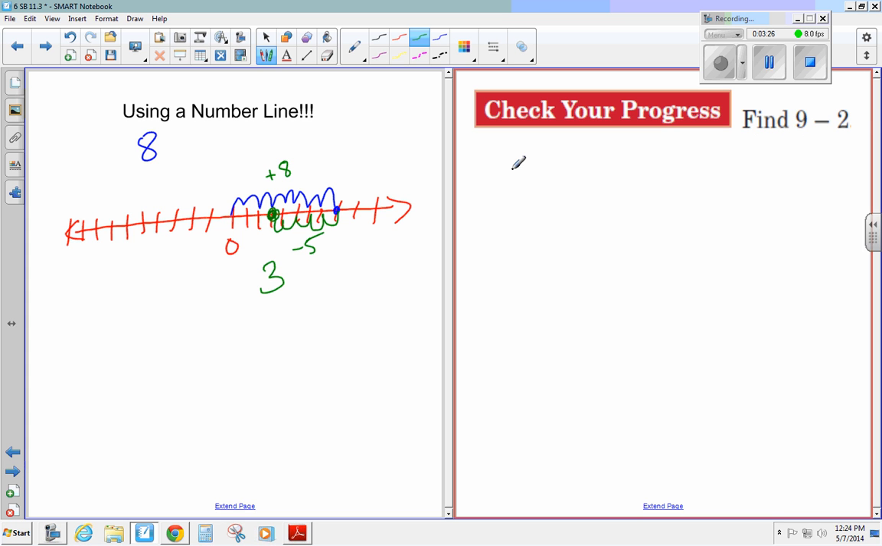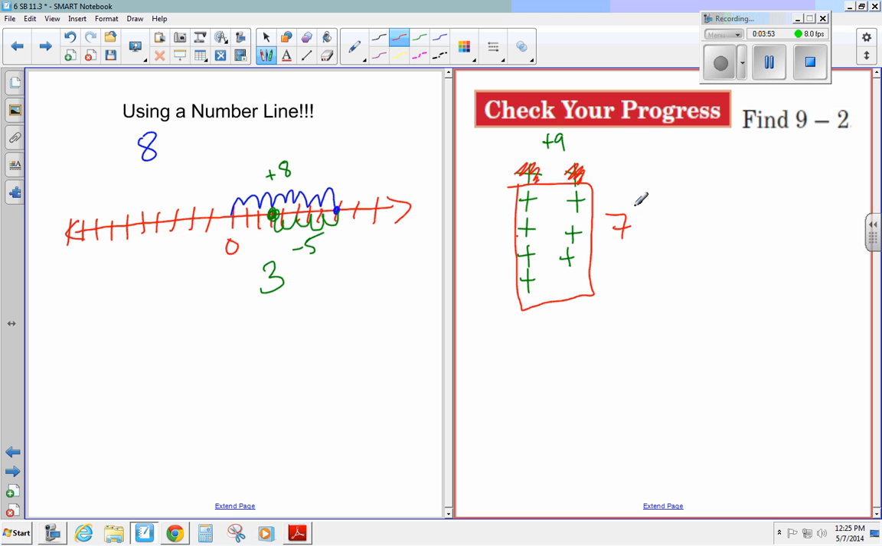So 9 minus 2. So here are 9 positives. So this is plus 9. We're subtracting 2 of them. So there's minus 1, minus 2. And now my final answer is 1, 2, 3, 4, 5, 6, 7.